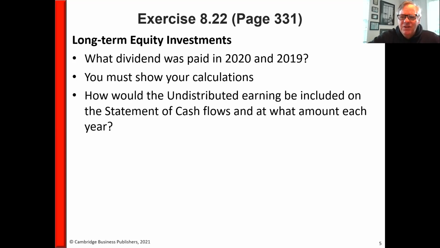So I told you that the statement of cash flows is important. So what they're getting at here is that you're picking up your share of the company's income, but the only amount that you're actually receiving is the dividend. What about the portion you're picking up in income that you don't actually receive? So how would that be included on the statement of cash flows and at what amount for each of those 2 years?